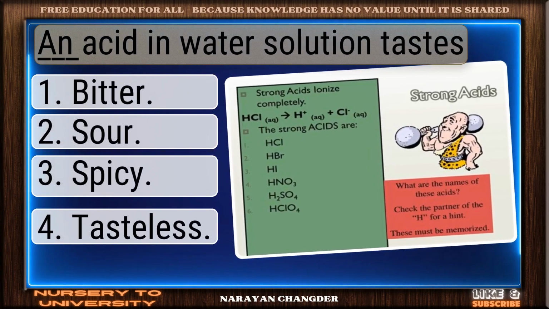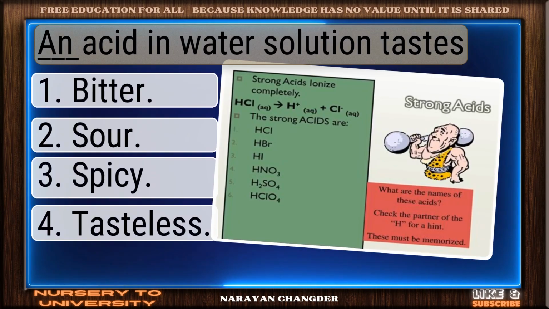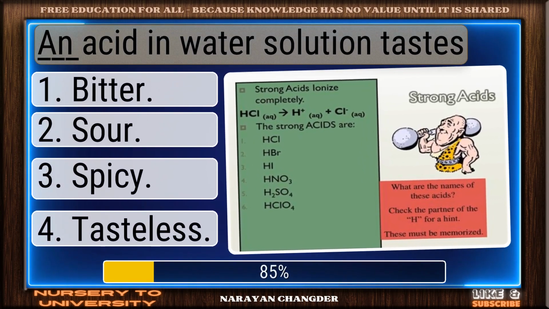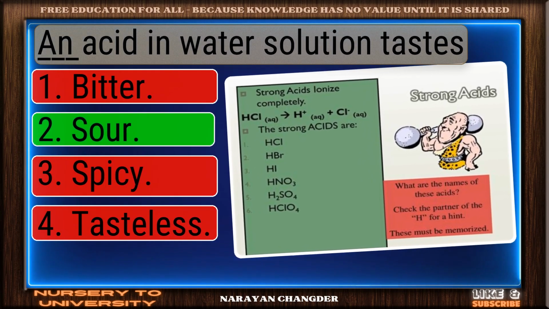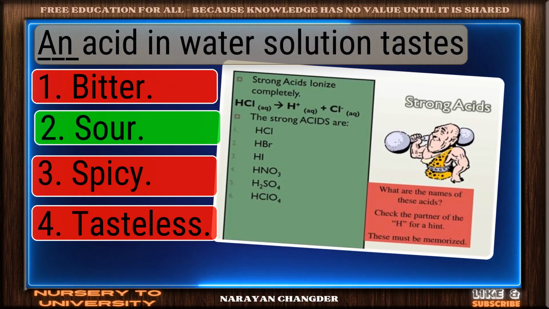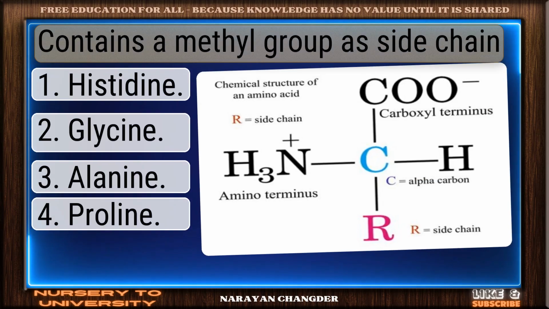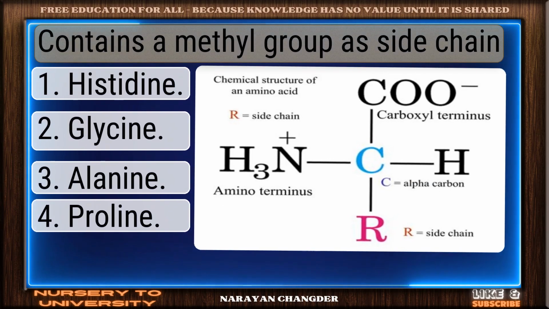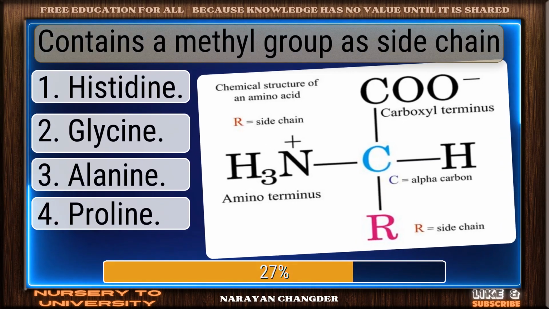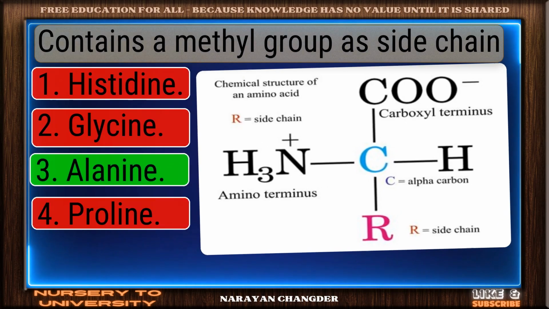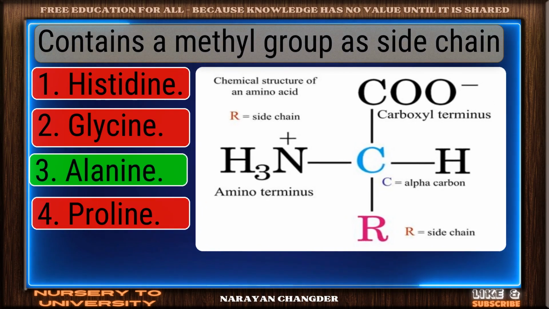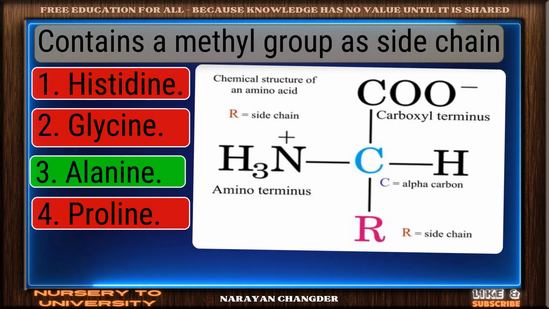Question number 39. An acid in water solution tastes dash. Exactly. Sour makes sense and it is the right choice. Question number 40. Contains a methyl group as side chain. Smart move. Alanine is an accurate answer.